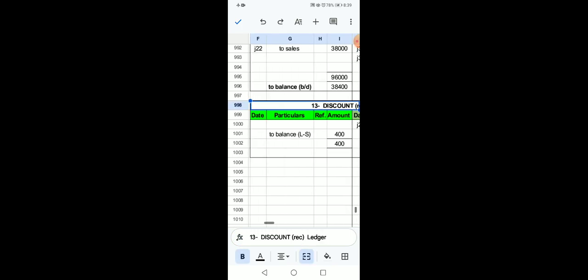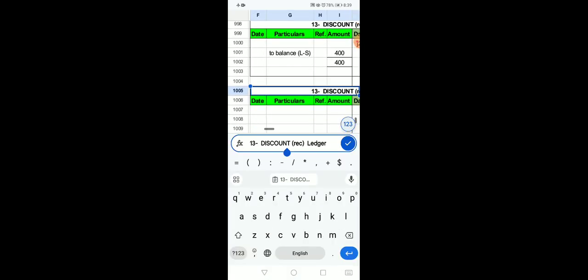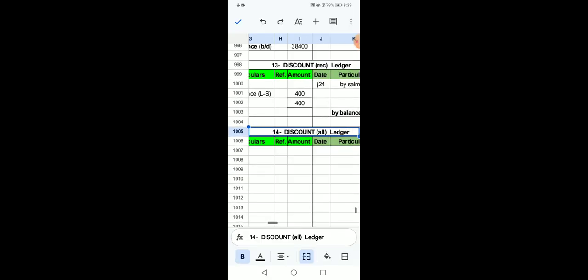For this we will take the headings from the previous ledger and write the same headings for making the next ledger. The next ledger is discount allowed, so we will change the title. It was discount received, and now we are going to make the discount allowed ledger. This is the next ledger. Change the number. We are making the 14th ledger. So we will focus on discount allowed now.